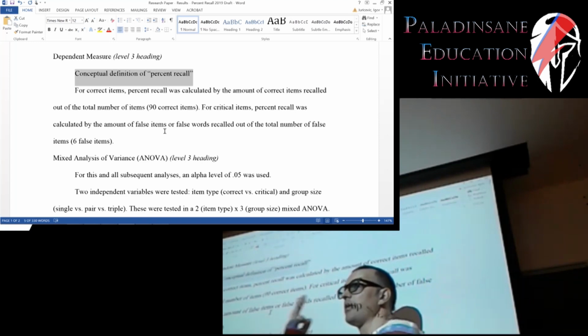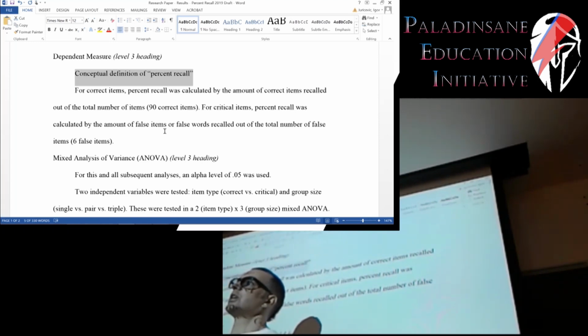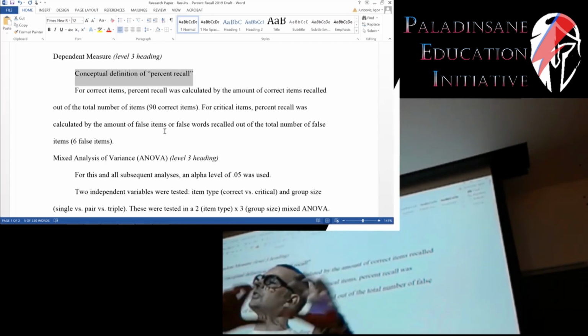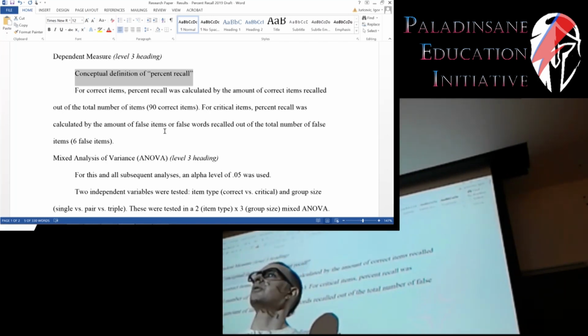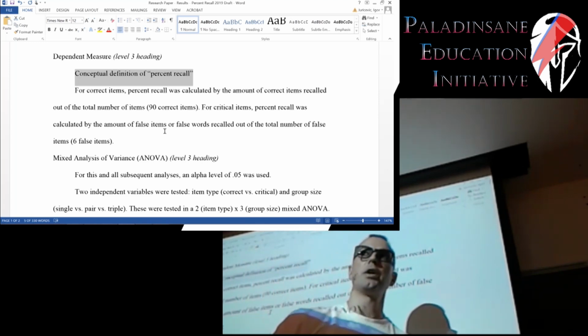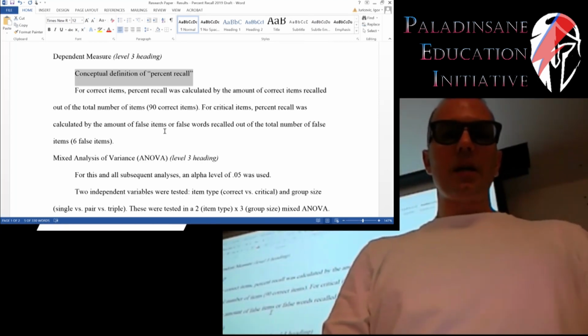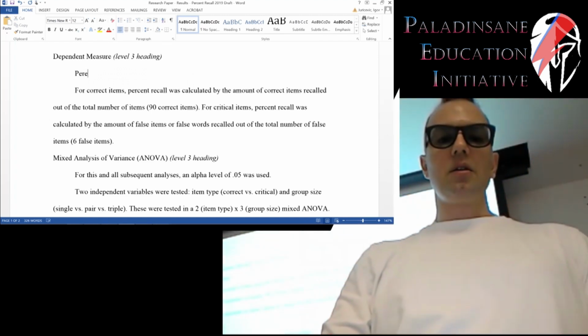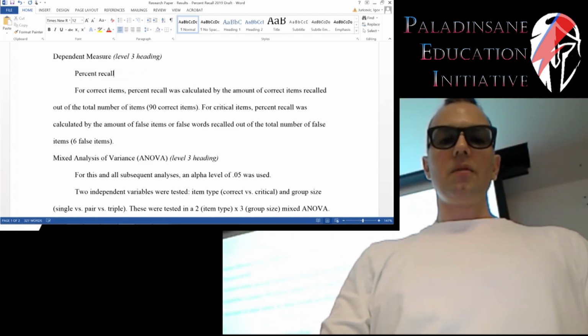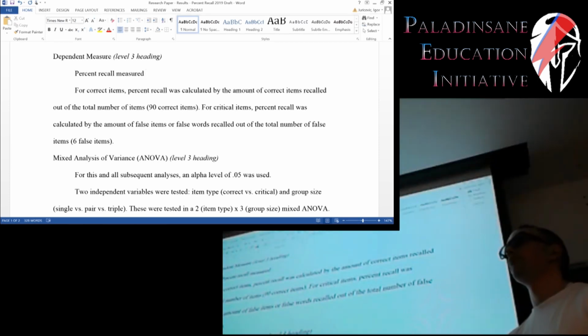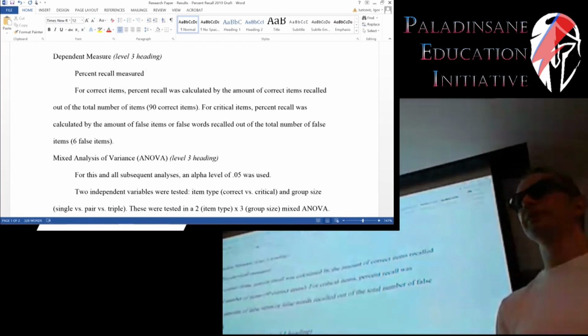Because we have 2 different measures of memory in this one results section. We got percent recall that is measuring something about memory. And then we got confidence level, which is measuring something else about memory. We want to be explicit to the reader what each of those is measuring. So we can write something like percent recall measured. What did it measure?